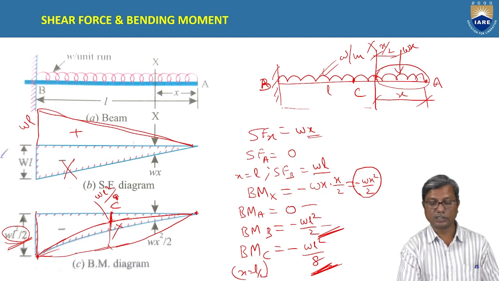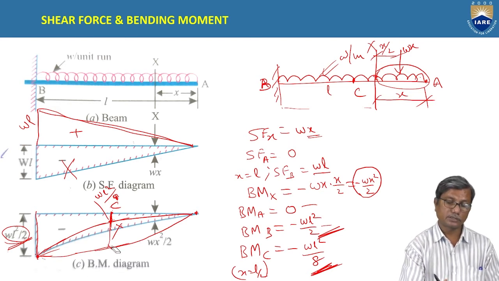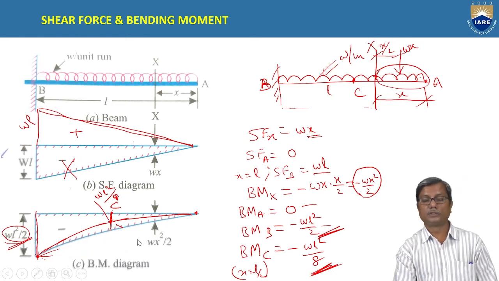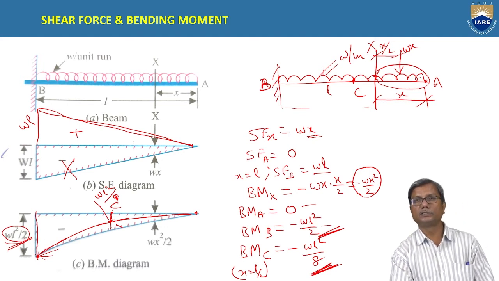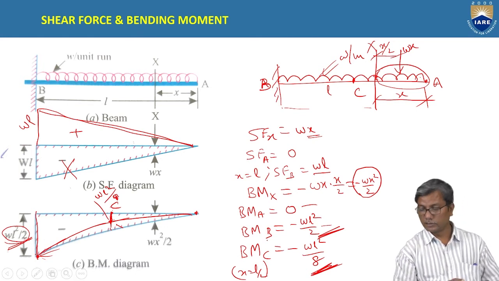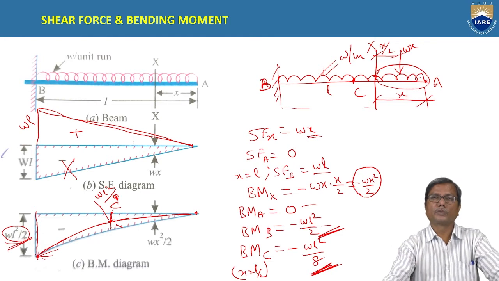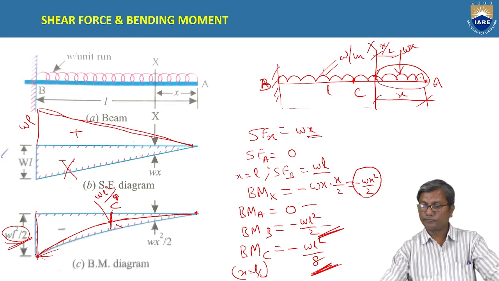If it is greater than that, then the curve will be something like this. But in this case, it is less than half, so it is to be drawn like this. Understand? This is again a simple case of loading: uniformly distributed load acting over the entire span of a cantilever. Understand?